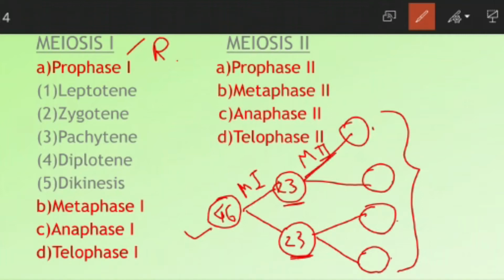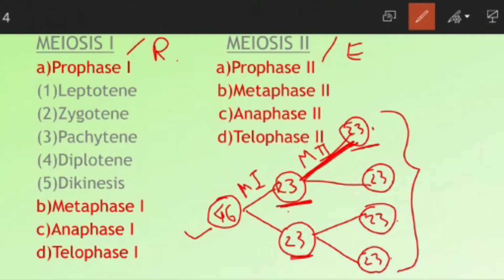Now this M2, the second meiotic division, is called equational division. Meiosis 2 is called equational division because the number of chromosomes remains the same in the mother and in the daughter cell. Means if the mother has 23 chromosomes, the daughter will also have 23 chromosomes. So that's why it is called equational division.